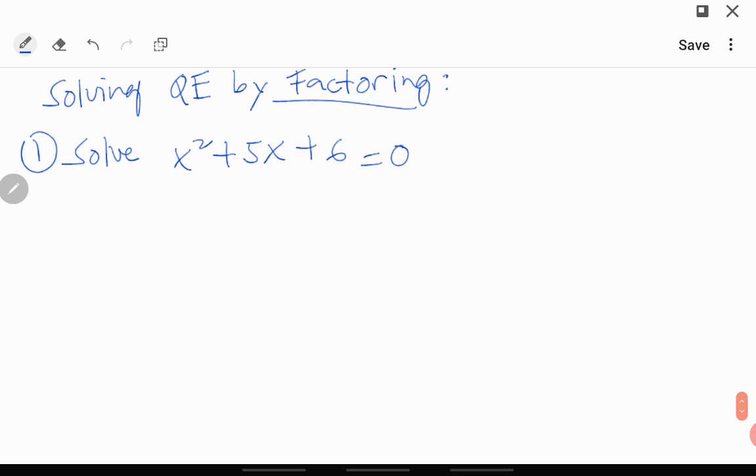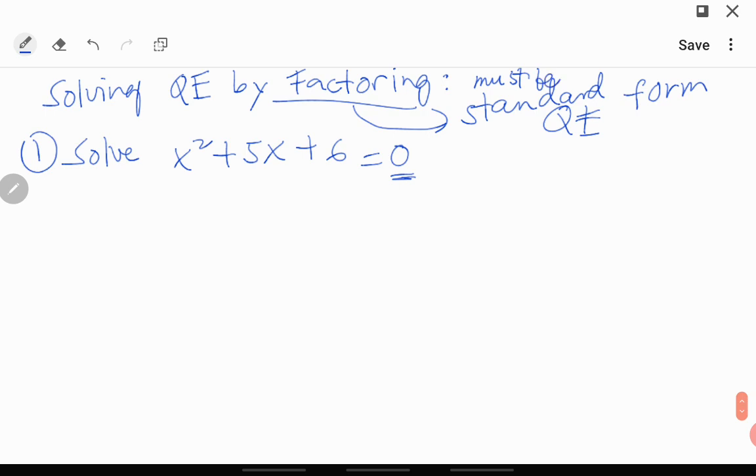Okay, sa solving quadratic equations by factoring, kailangan nasa standard form or general form ang quadratic equation natin, kung saan ang right side ay 0. Okay? So, ang given natin ay nasa standard form na. So, diretso na tayo sa factoring. So, ano ang factors ng x squared plus 5x plus 6? Sana naalala niyo yung lesson nyo.